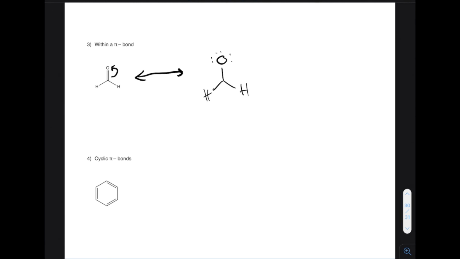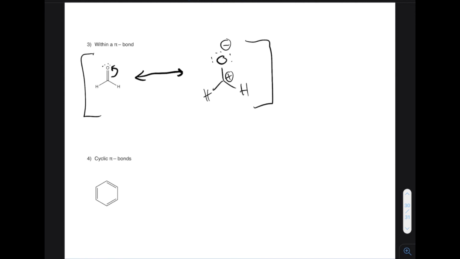I guess I could actually put two lone pairs there just for clarity. And now we see this oxygen has a negative charge, and we are showing the hydrogens here, again just for clarity's sake, because it would look a little weird without them. And this carbon has a positive charge, right? So even without really remembering the rules of resonance, what's the more stable resonance structure is kind of obvious just looking at this.